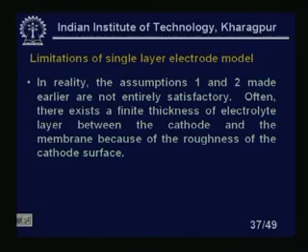Because of the roughness of the cathode surface, though we claim the cathode surface and membrane are absolutely plain with no chance of electrolyte coming in between, if there is a slight roughness, a layer of electrolyte will come in between the membrane and the cathode. That is to be taken care of. In the single layer model, we have assumed the thickness of the electrolyte is 0 in that region.